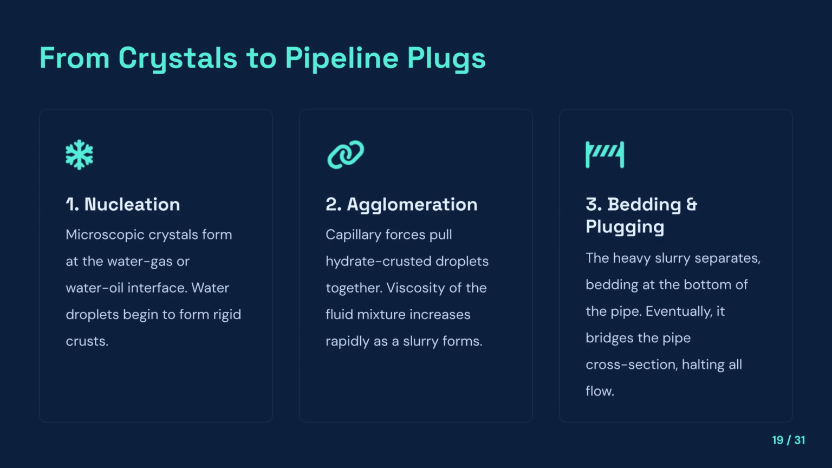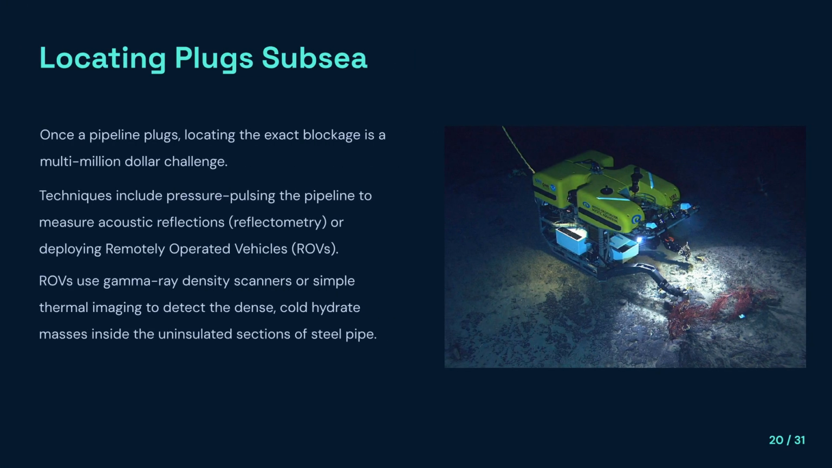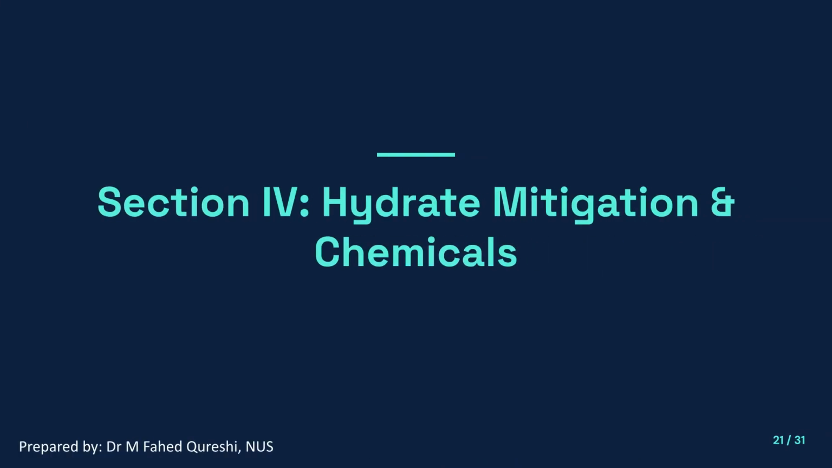The transformation from crystals to plugs occurs in three stages: nucleation at the fluid interface, agglomeration as crusted droplets stick together, and final bedding, where the slurry bridges the pipe, stopping flow. Locating a subsea plug is a major challenge. Operators use techniques like pressure pulsing reflectometry or deploying ROVs equipped with density scanners and thermal imaging to find the cold, dense hydrate mass.